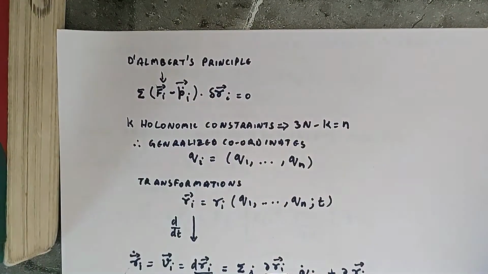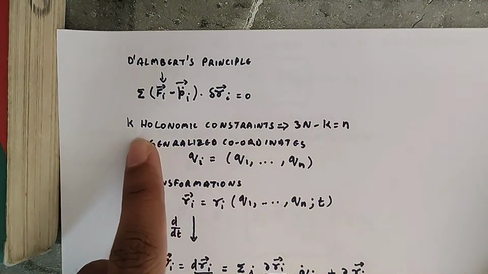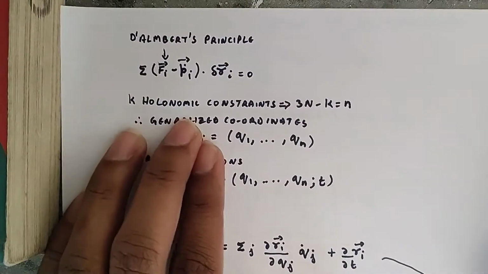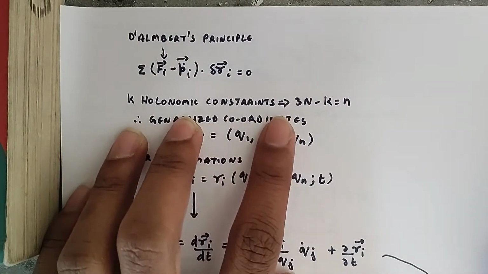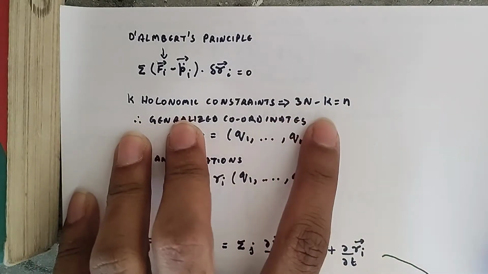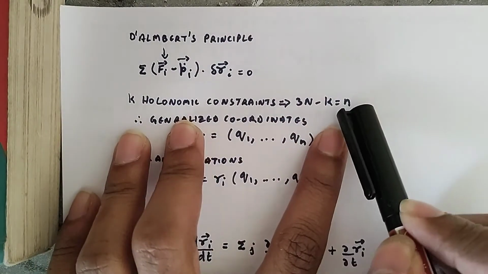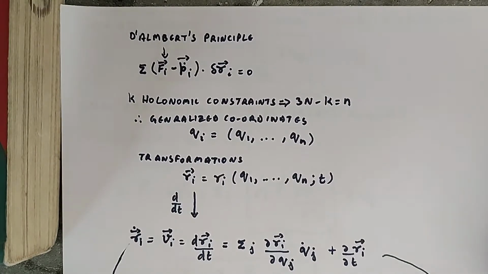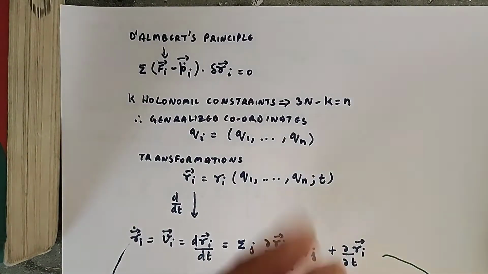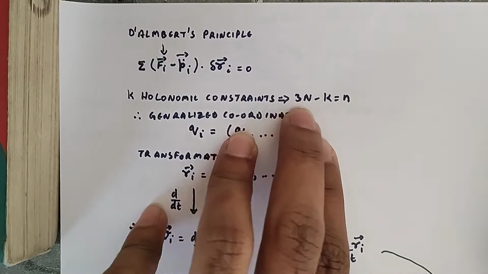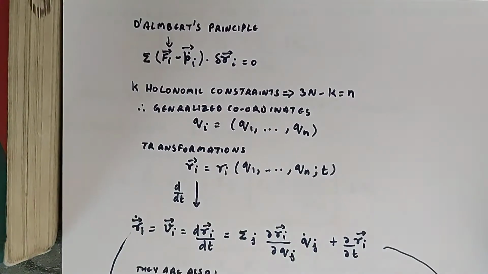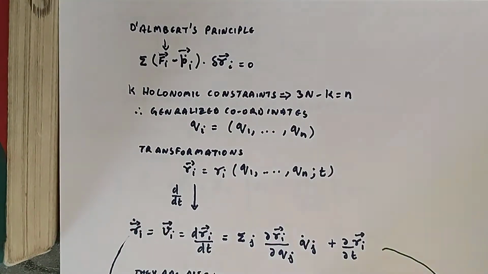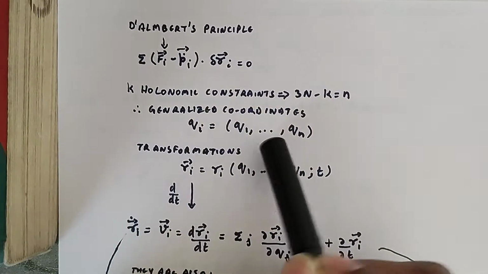So in our earlier classes, we said we have k holonomic constraints, which is given by 3n minus k is equal to small n. We talked about the degrees of freedom, right? The configuration space and so on, right? So in that we said we have k holonomic constraints, and this 3n minus k is equal to n gives us the representation. So I can use the generalized coordinates as stated over here.